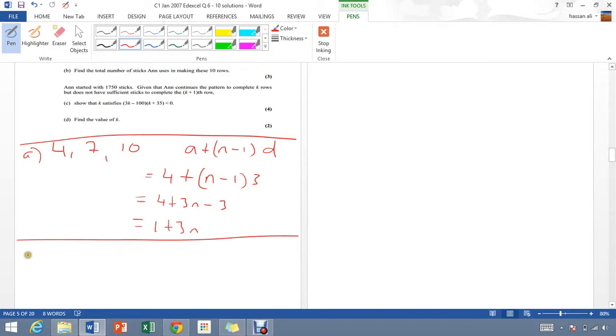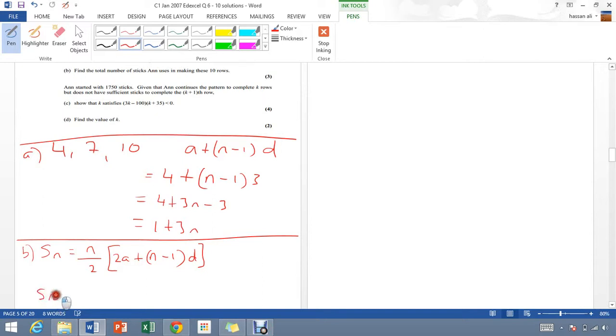Part B now is asking you to find the total number of sticks used in making these 10 rows. Again, it's another formula that you should be familiar with: n over 2, and then you'll have 2a plus (n minus 1) times your difference. Now it's asking for the sum of sticks using 10 rows.